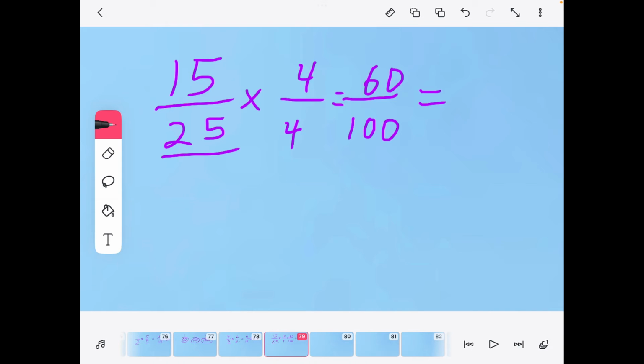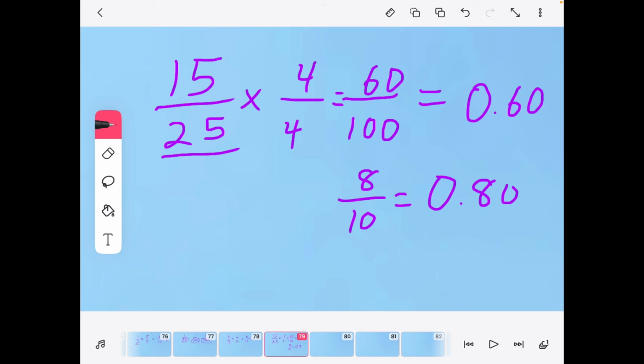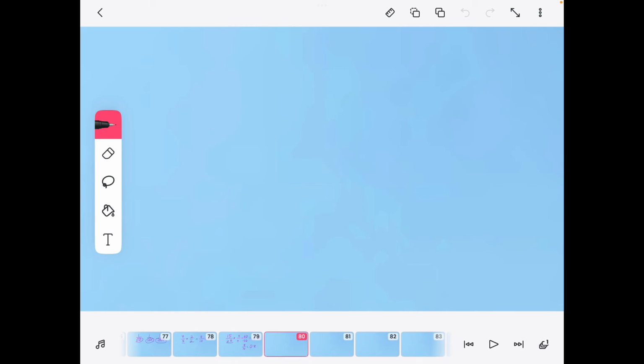Now this is going to equal 0.60. Before I wrote 0. What did we write there? 0.8, okay? Because it was 8 over 10. Now I could have written 0.80, but maybe the teacher just wants us to have it like that. Find out what your teacher likes, because they're the one grading your paper.